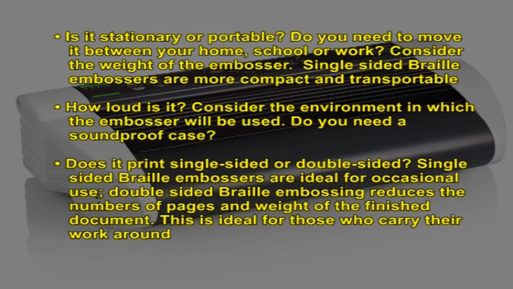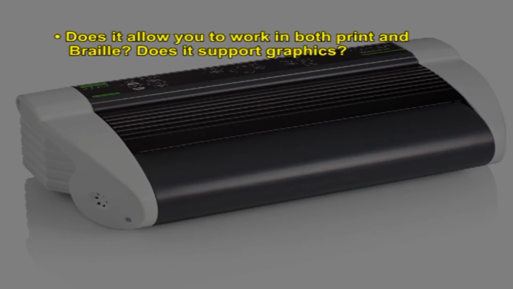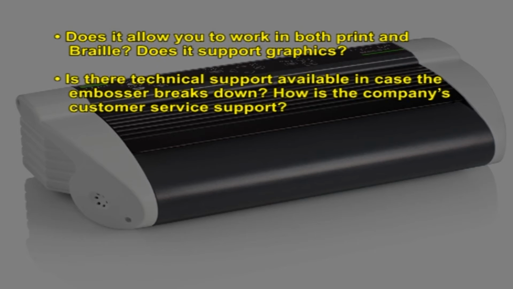Single-sided braille embossers are ideal for occasional use. Double-sided braille embossing reduces the number of pages and weight of the finished document. This is ideal for those who carry their work around. Does it allow you to work in both print and braille? Does it support graphics? Is there technical support available in case the embosser breaks down?